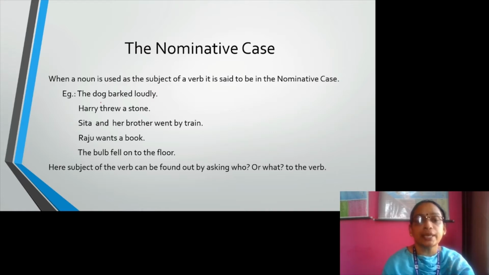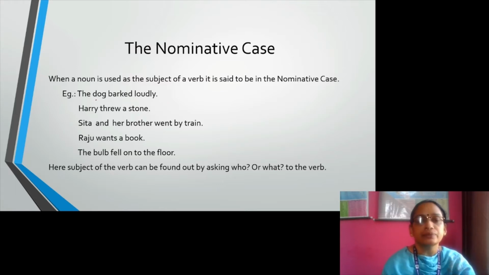Look at these examples. The dog barked loudly. Harry threw a stone. Sita and her brother went by train. Raju wants a book. The bulb fell onto the floor. Here, the subject of the verb can be found out by asking who or what to the verb.